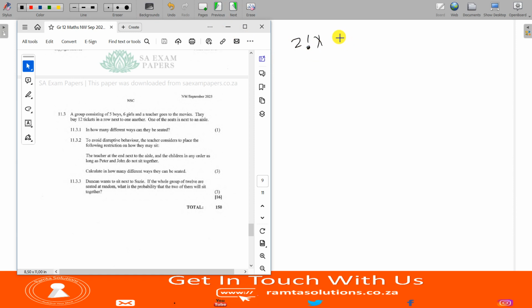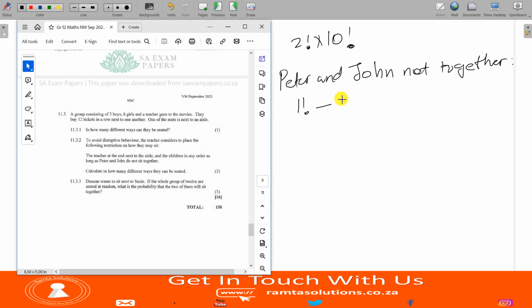But they didn't tell you where Peter and John should sit. So that will be 9 plus. Since Peter and John are now a group, it will be times 10 factorial. So our answer, Peter and John not together. Peter and John, was it John? Yeah, the start there. Peter and John not together. These are noisy boys. Peter and John not together. We will get 11 factorial minus 2 factorial times 10 factorial.